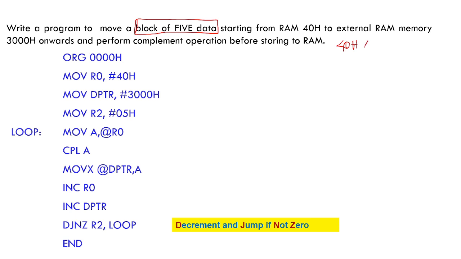Let me say 40H holds the data A5. 41 holds the data 0F. And 42H holds the data F0. And 43H holds the data 33. And 44H holds the data CC. Okay, so this is your address and this is your data.